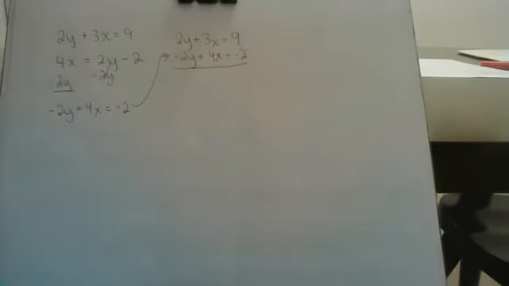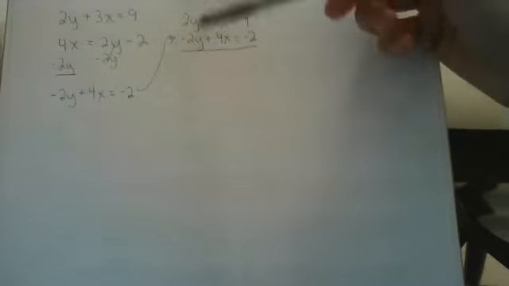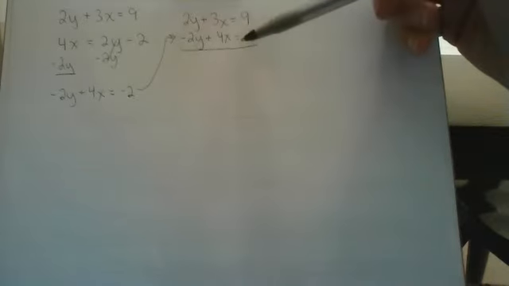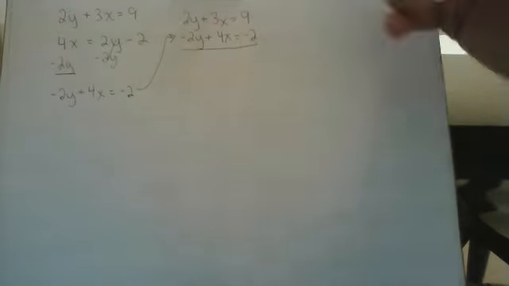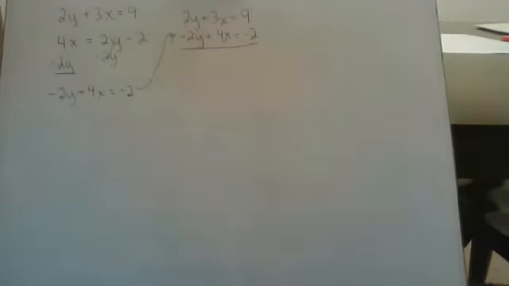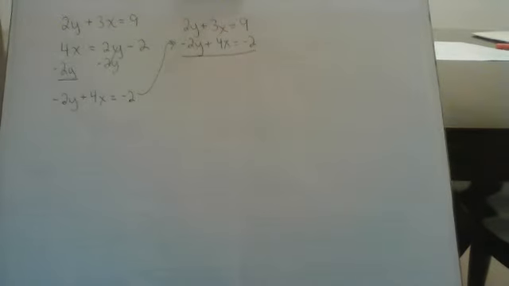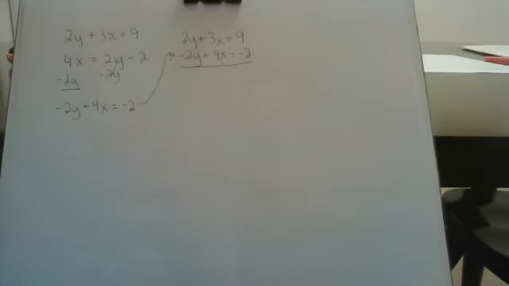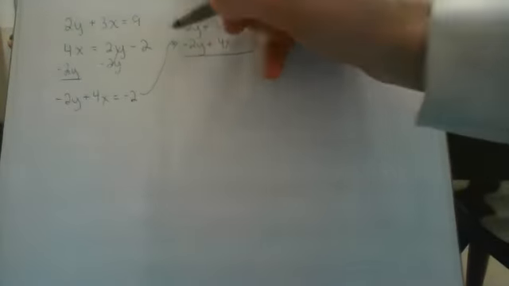Now I have everything lined up the way I need it. I have my y's, my x's, my equal signs, and my constants. Now I look for coefficients of the same number, but one positive and one negative. I have that right here with the y term, so I'm all set to add. Break this into 3 pieces.